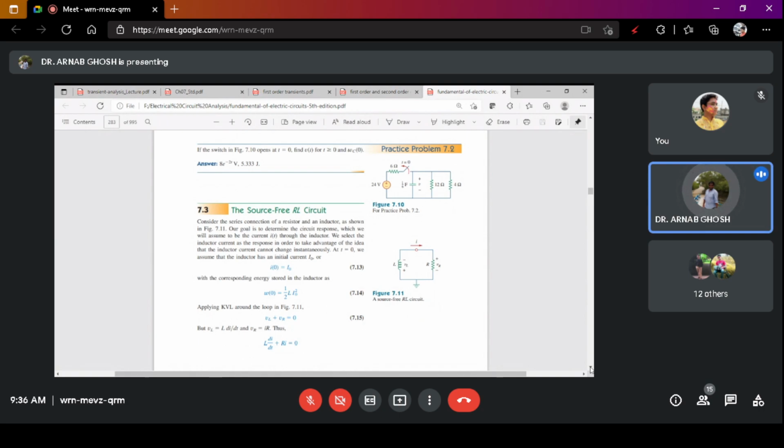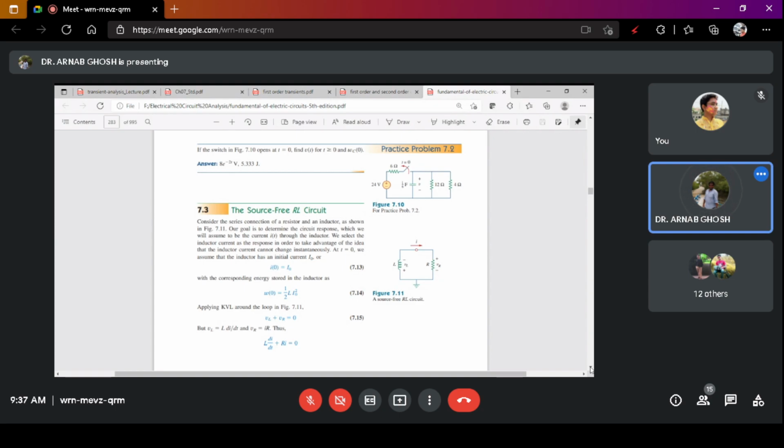So we will start discussing the source free RL circuit. The previous day I already discussed with you what I mean by a free response and what I mean by a forced response. A free response is when you are not having any external excitation, that is, no external current source or voltage source. When I am talking about a source free RL circuit, our main aim will be to determine the circuit response with respect to current, to see the current response of the circuit with respect to time.